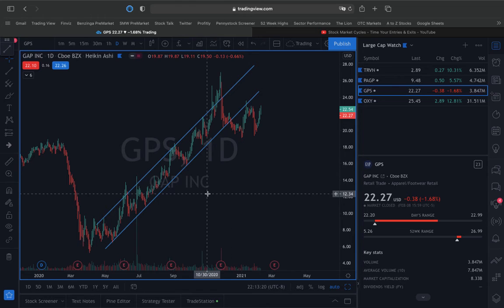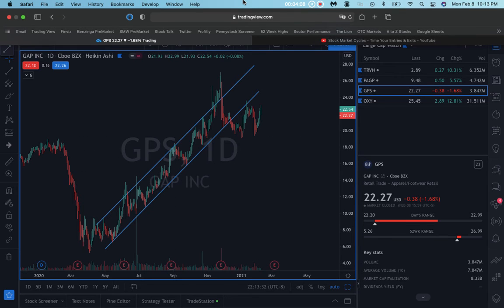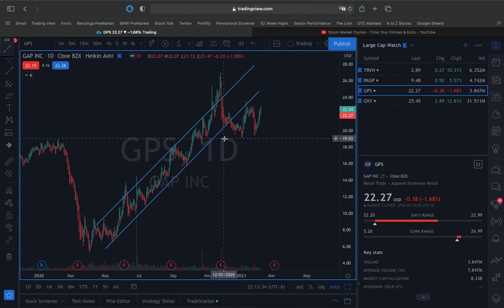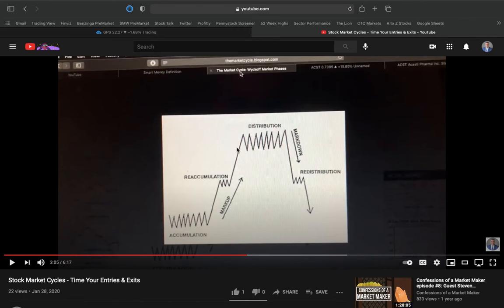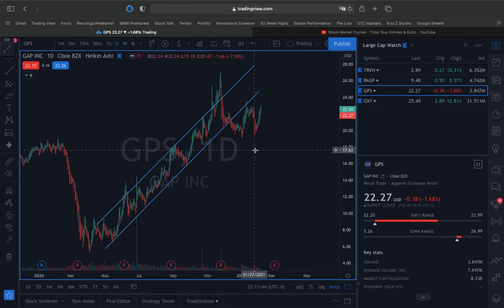GPS, Gap Incorporated, as you can see, this is more of a narrower channel. But again, the price action continues to honor that channel and trade within. And of course, anytime the price action breaks that channel, then you enter into that distribution phase as we saw earlier, right? As you can see that distribution.